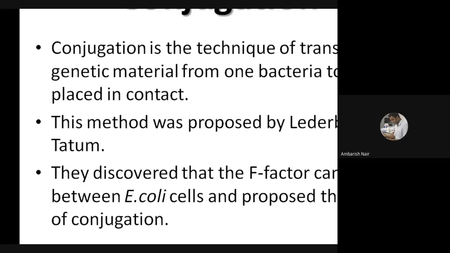So in this one, gene transfer, there are three techniques. One is called conjugation, then transformation, then transcription. Why are we putting conjugation first? Conjugation is a little exceptional one, because in conjugation there is a direct connection between the bacteria. But in transformation and transcription, there is no direct connection between the donor bacteria and the recipient bacteria.